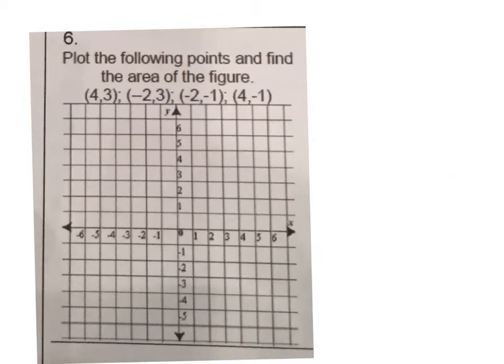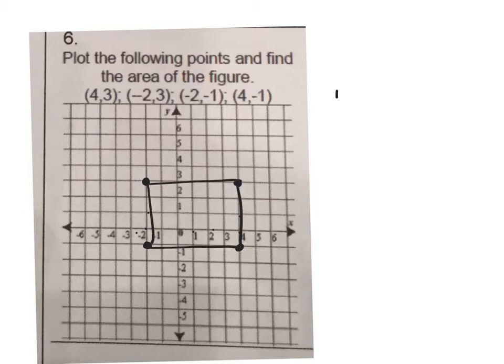Okay, question 6. So we have 4, 3 on the graph. So we go on the x to 4 and then up to the 3. So let me make sure I'm on 4: 1, 2, 3, 4. Yes. 1, 2, 3 is 1 point, and then -2, 3. So -2, up 3: 1, 2, 3. -2, 1, -1. So that would be here, and 4, -1. So obviously this makes a rectangle.